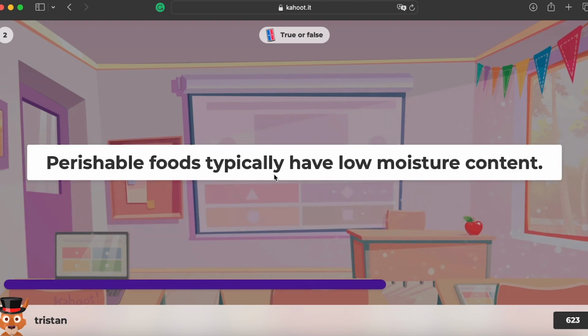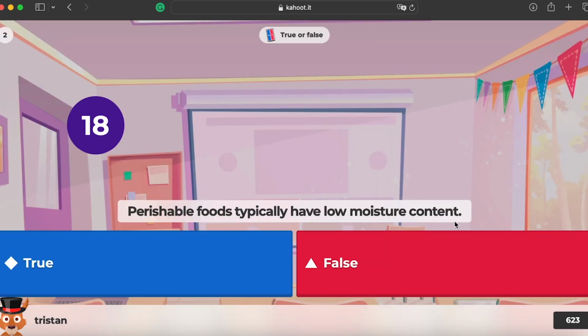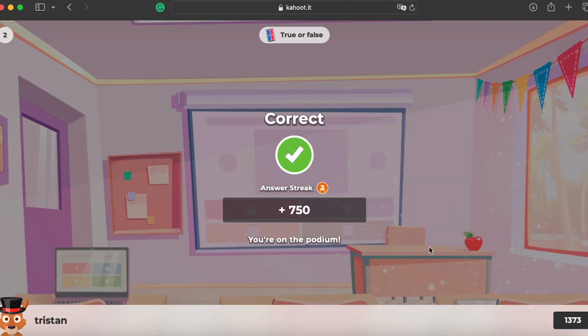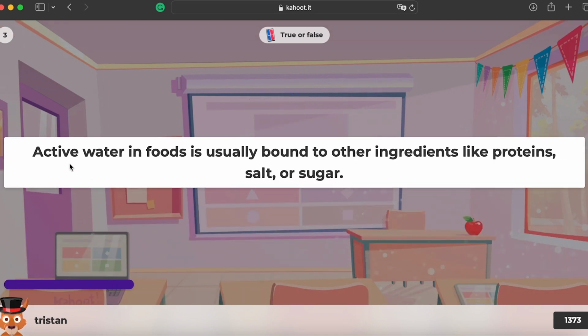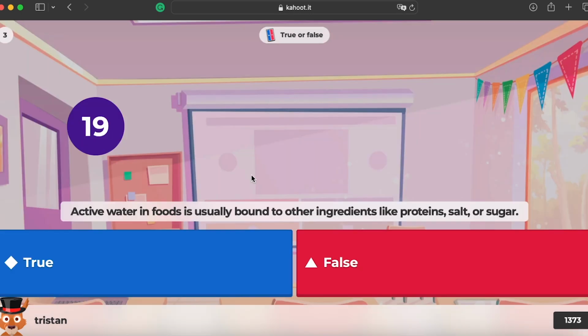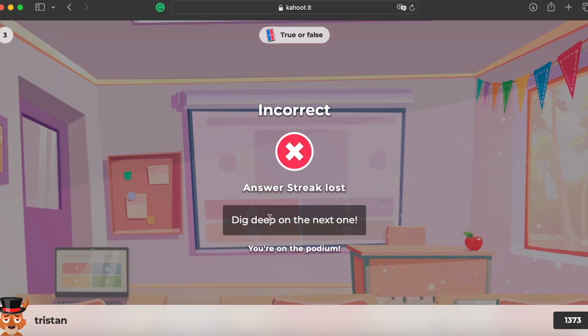Number 2, perishable foods typically have low moisture content. If it has low moisture content, it's not perishable. It's not a perishable food, so it's false. Number three, active water in food is usually bound to other ingredients like proteins, salt, or sugar. Okay, it sounds right to me. No. Okay, so it's wrong.